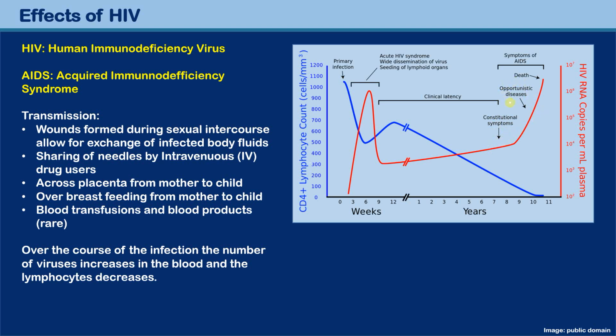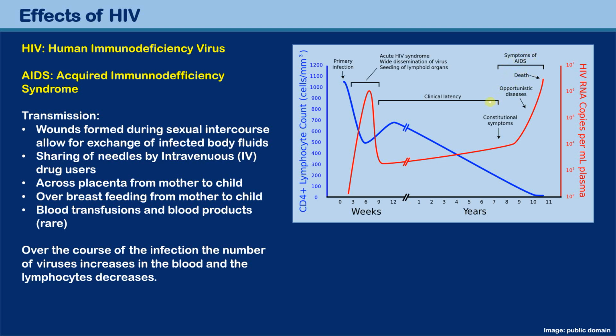And over here, opportunistic diseases means that people now start to become ill of diseases that they normally would not get. And the reason is because their immune system is already so damaged by the virus. So you see over here the last part, the last couple of years, 2 to 3 years, that's basically when the people have the symptoms of AIDS.